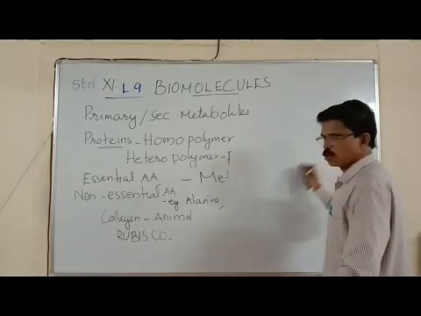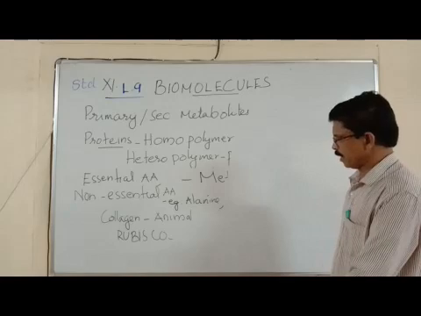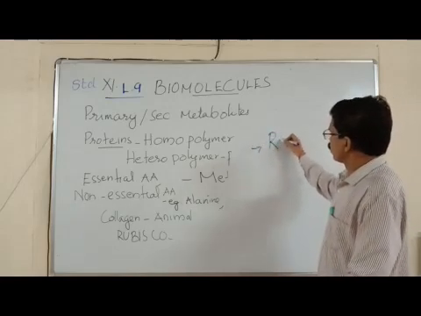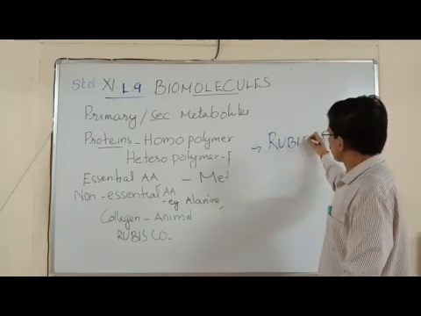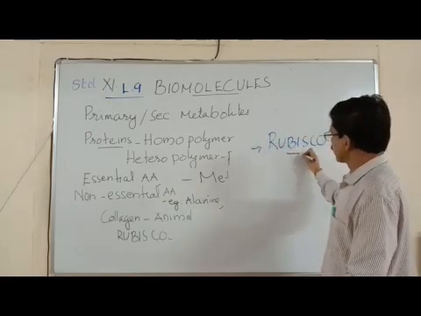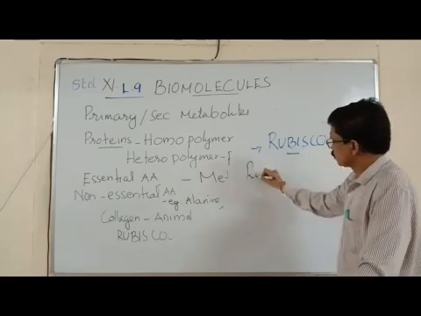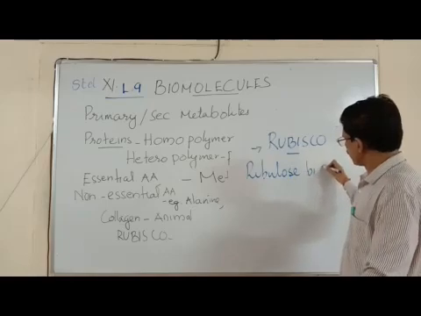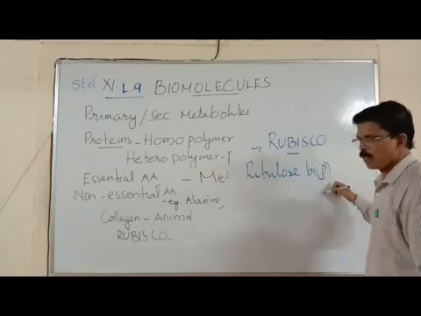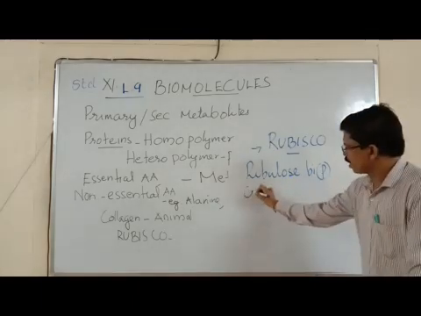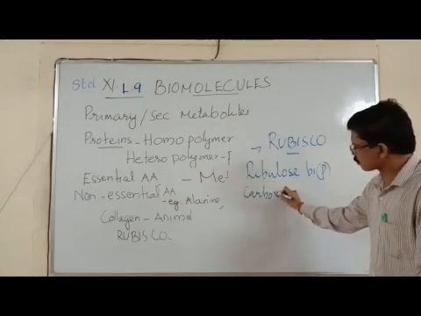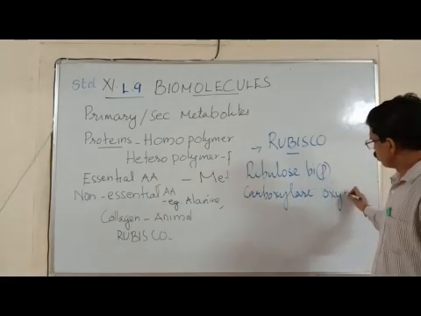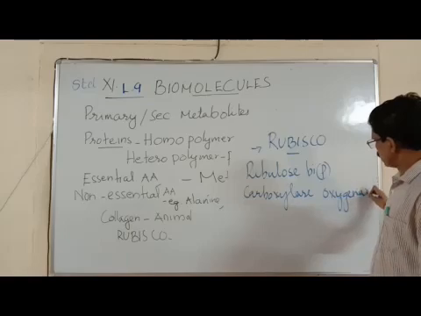What is the full form of rubisco? Ribulose, biphosphate, carboxylase and oxygenase. Somewhat complex. I am writing the full form. You will study that in the second year. Ribulose, biphosphate. I am writing phosphate in bracket or in B. Ribulose, biphosphate, carboxylase, oxygenase. What do you understand from this?